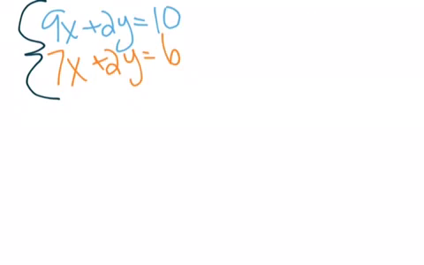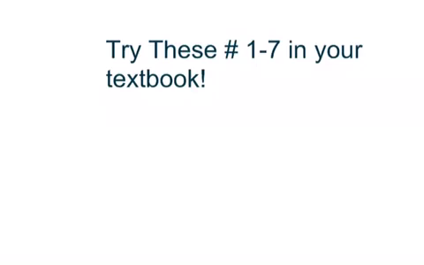Alrighty, I want you to solve 9x plus 2y equals 10, then 7x plus 2y equals 6 using elimination. We will check those answers tomorrow in class. Then I also want you to do the try these numbers 1 through 7 in your textbook for homework.